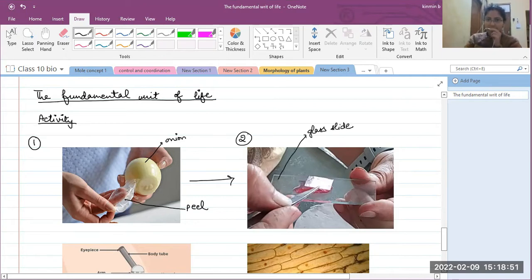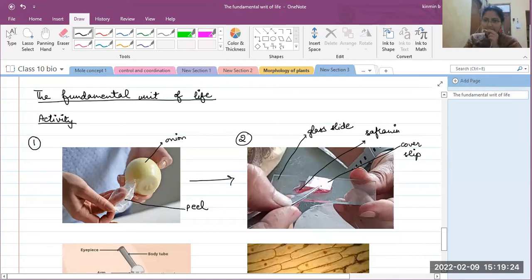Okay, we cut a small piece of this peel and we keep it on the glass slide and we cover it with a cover slip. Now before covering it with a cover slip, we put a few drops of red dye known as safranin. This red color dye is known as safranin. Okay, and we cover this with a cover slip. This is the cover slip. Okay, so now we have prepared our slide.